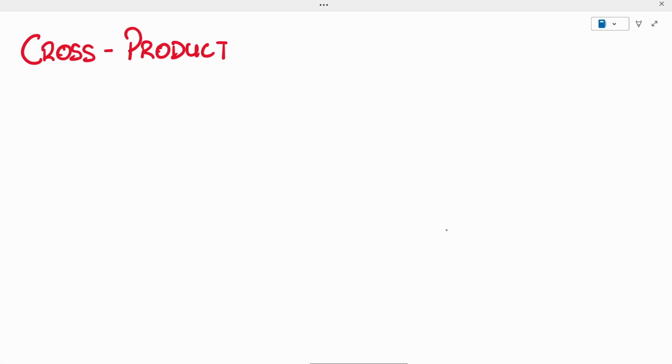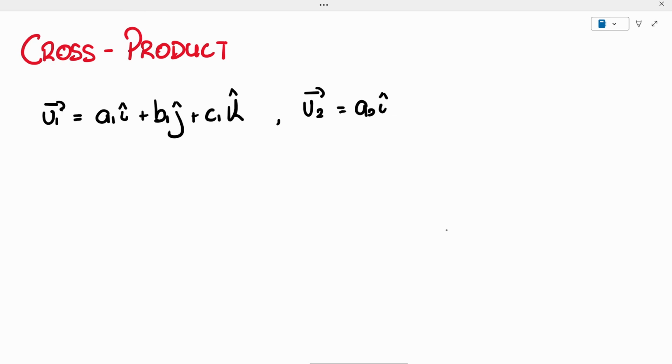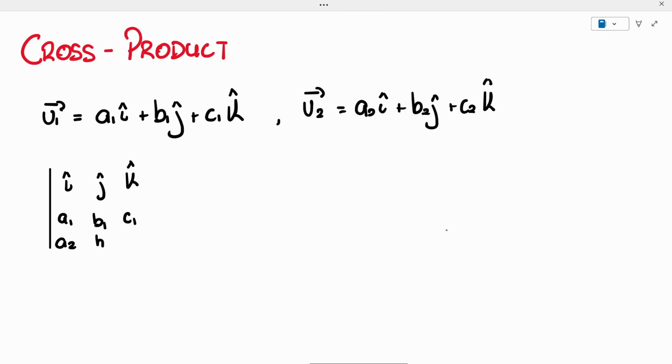Let's say we have a vector v1, which is a1 i plus b1 j plus c1 k, and v2, which is a2 i plus b2 j plus c2 k. Then the cross product is the determinant of the 3x3 matrix i, j, k, a1, b1, c1, a2, b2, c2.